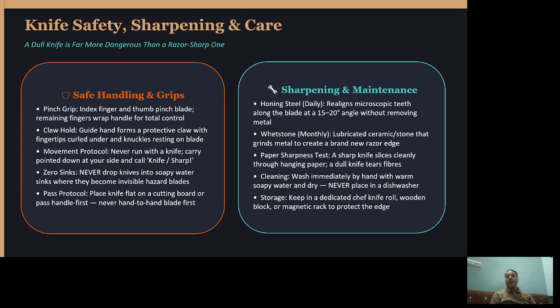Then sharpening maintenance: owning steel we use in the kitchen for the sharpening of the knife. Whetstone can be used monthly. Paper sharpen test can be there.